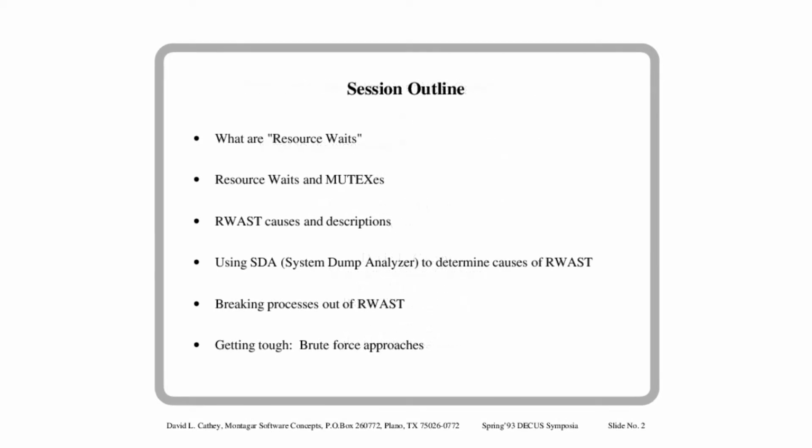Okay, what we're basically going to talk about is resource waits. Probably a few of you in here have had a resource wait or two and don't like them, but we also need to find out what these things are so we have a better understanding of where they come from and what causes them, so we can get rid of them if we decide we don't like them. But they're not always necessarily a bad thing. So we're also going to discuss resource waits, and very closely related to resource waits are MUTEXs. They share a lot of the same type of data structures and some of the accessing of them, the way they're stored. Also, we'll go through the RWAST causes and descriptions.